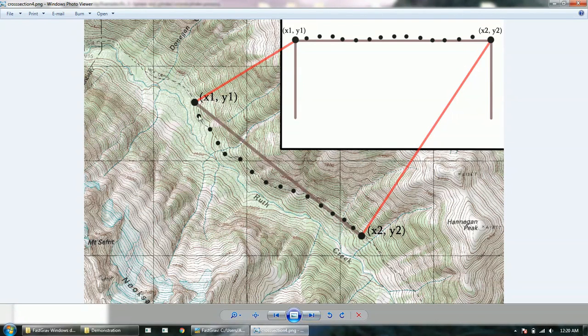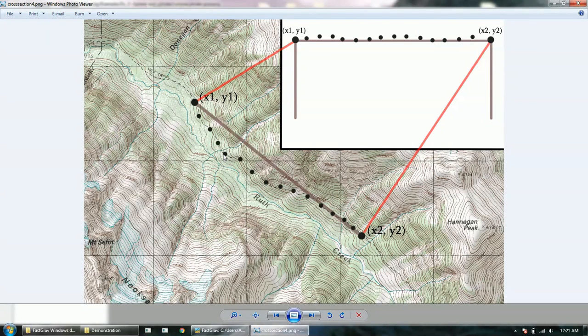So this observation point, for instance, even though it's not precisely on this perfectly straight cross-section line, is projected onto the cross-section and shown right here in the cross-section tool. So this point corresponds to this point, corresponds to this point, and so on and so forth. This is an important point because it means you don't have to, and in fact you shouldn't, manipulate your geographical points before you import them into FastGrav so that they fall on a straight line.